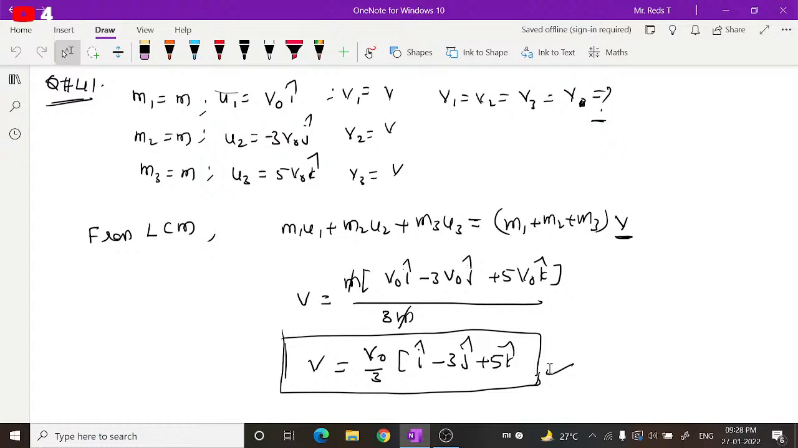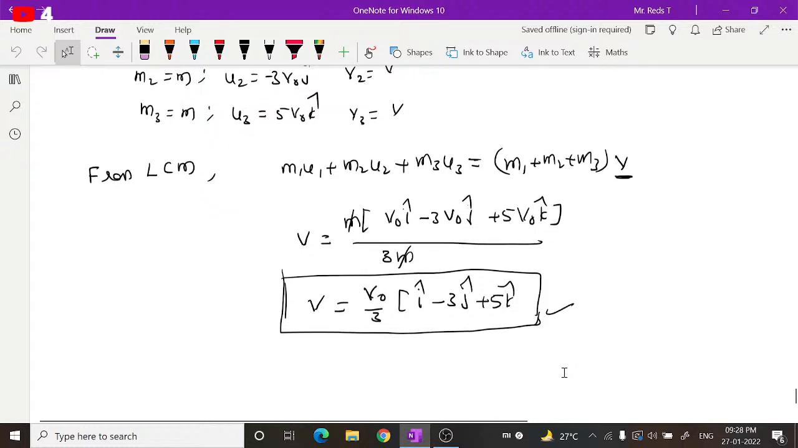Next, let us see question number 43. 42 we'll see later, 43 we'll see now. Question number 43. These kind of questions are also important, guys. Some of the previous years' questions, these kind of questions were also asked in different exams. So question number 43. Let us see here.